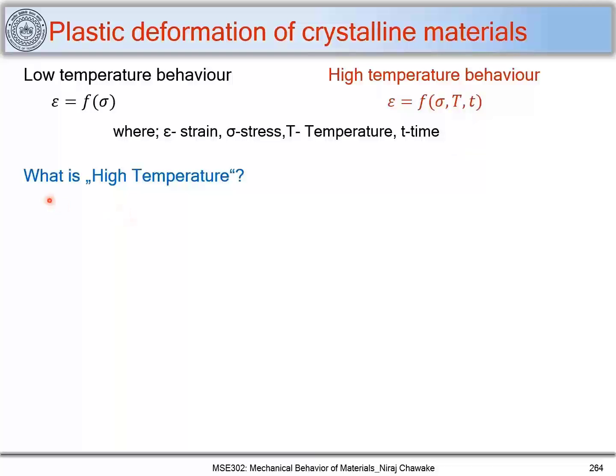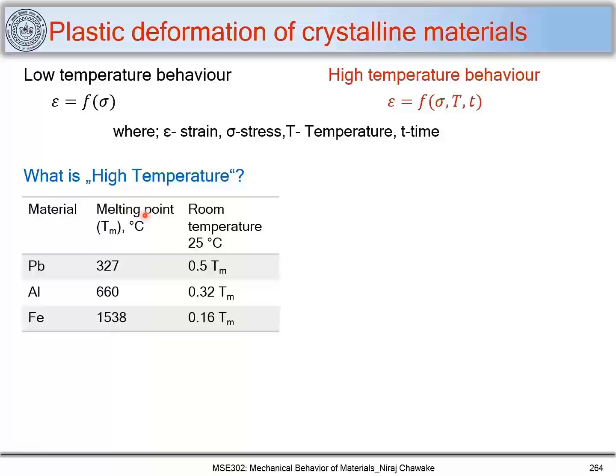And now what do you mean by high temperature? Let's define what exactly it means. Here there are three elements which I have put: lead, aluminum and iron. The melting point corresponding to them is mentioned over here, and you can see that it's the melting point in degrees Celsius.